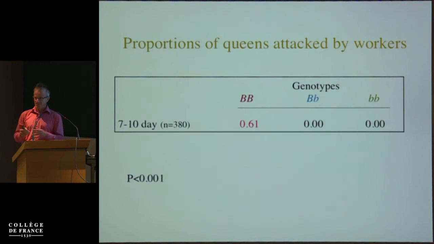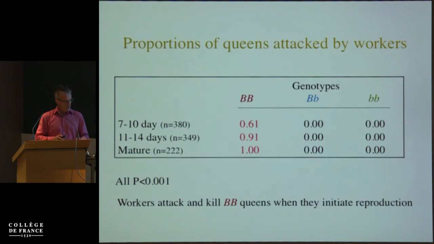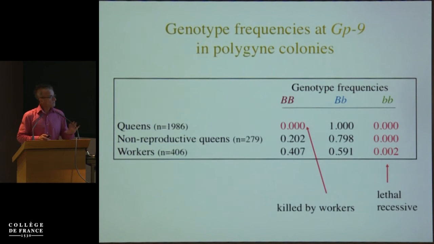Then we genotyped individuals to see if it was a random attack of queens. And we found that it's not the case. Workers attacked only the big B queens and never attacked queens of the 2 other genotypes. We repeated those experiments with older individuals and found the same pattern. And there was an age effect: the older those individuals are, the more likely they are to be attacked by the workers. So now we have an explanation for the data of this graph. Those queens do not exist, because when they start reproducing, they are recognized by the workers and killed by them.